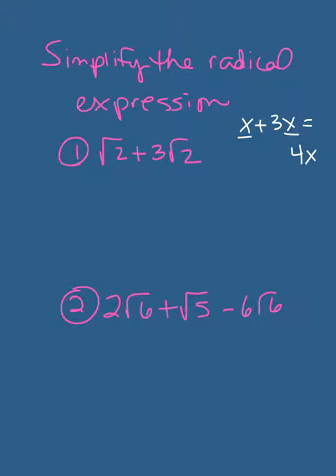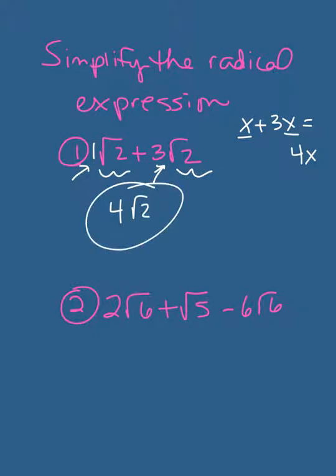So in number 1, I have root 2 and root 2. They're exactly the same, just like variables. So this is really a 1 in front. So if that helps you, you can write that. So I have 1 and a 3. I add those together. I get 4 root 2.